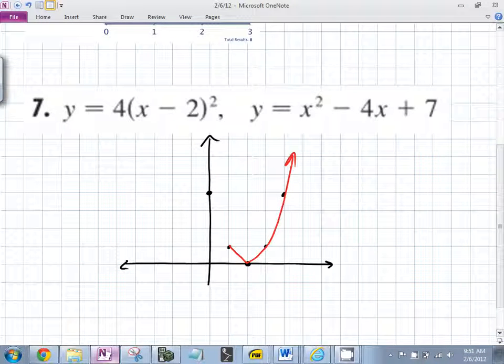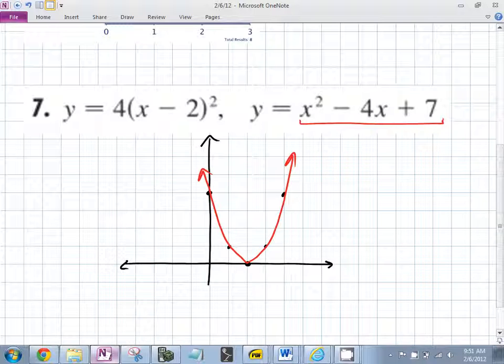How do you go about graphing this one? What's a good thing to do? You could do the y-intercept. You know it's going to cross at 0, 7. That's correct. So we cross at 4. So you know that this thing is going to cross at 3, 4, 5, 6, 7 right here. Is that correct? Yes.